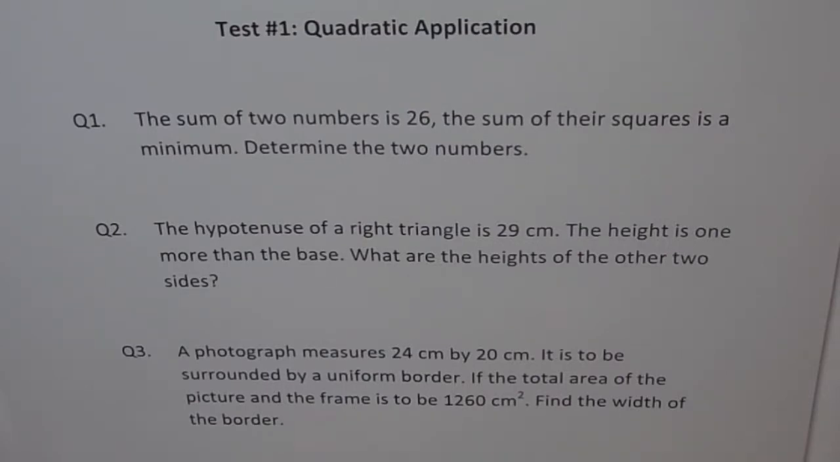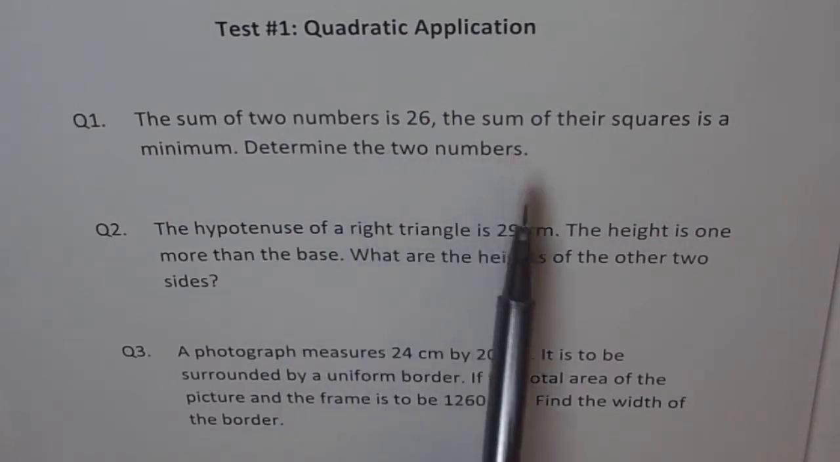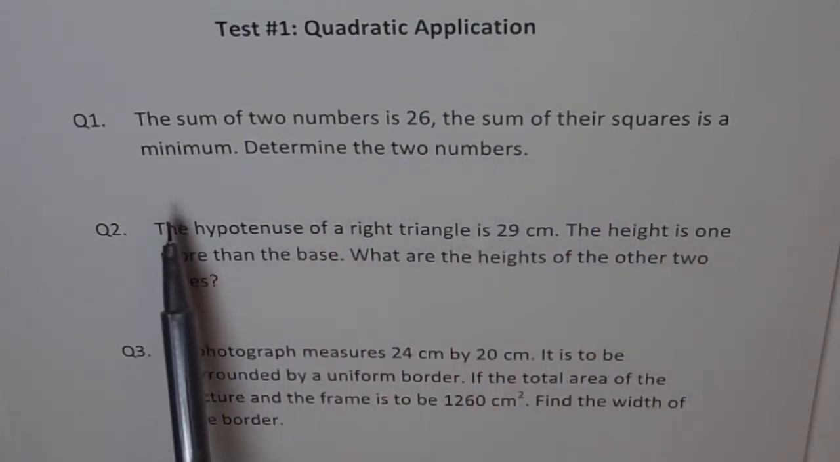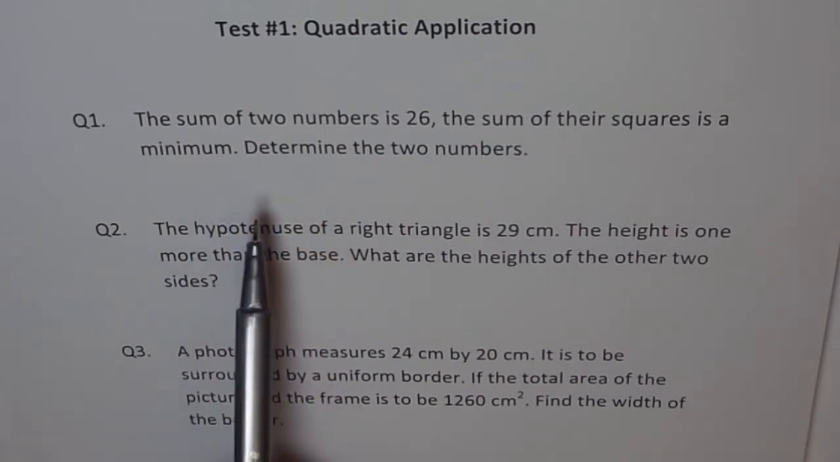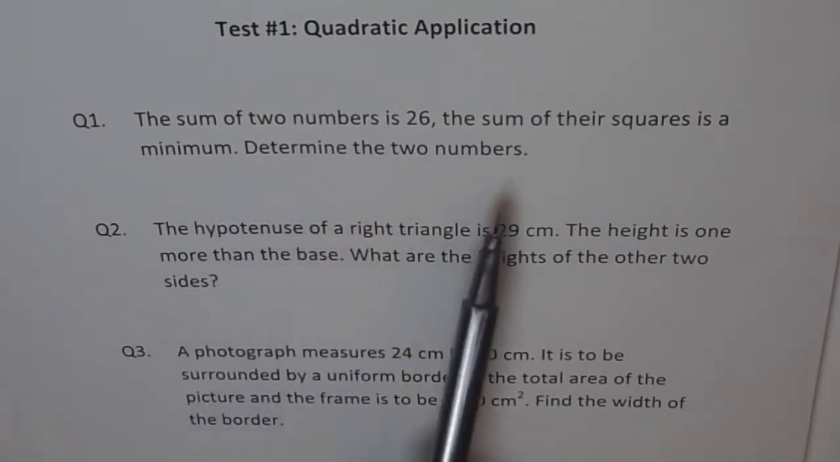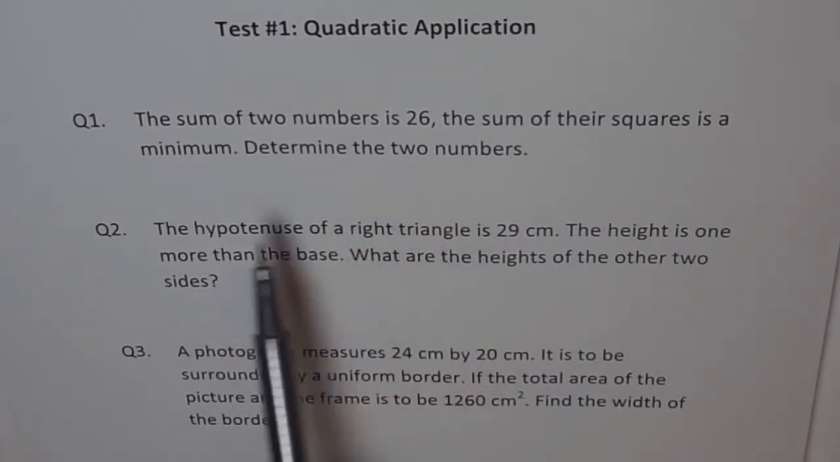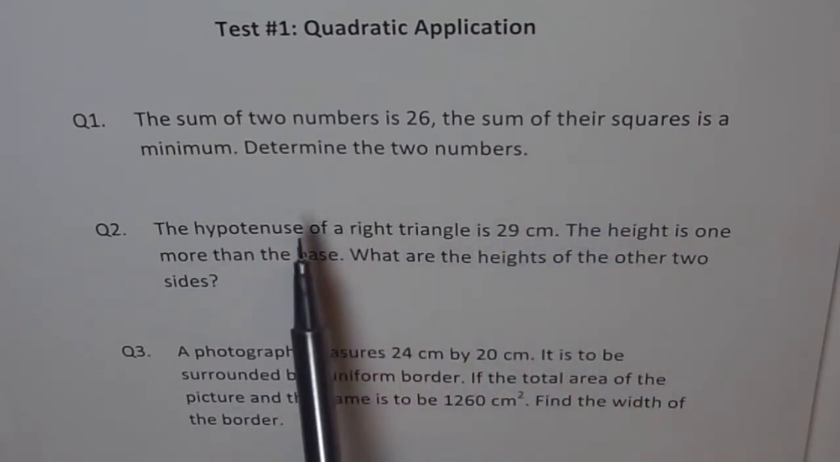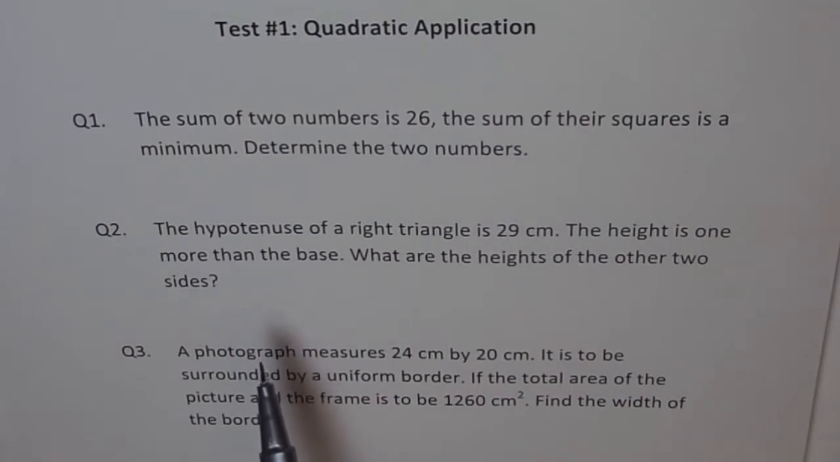Read them carefully. The sum of two numbers is 26. Sum of their squares is a minimum. Determine the two numbers. So that means first you need to write an equation, sum of any two numbers, x plus y is equal to 26. And sum of their squares is a minimum. So define a variable. Let's say s equals the sum of their squares, which is x square plus y square.